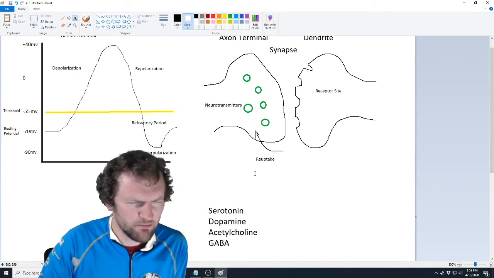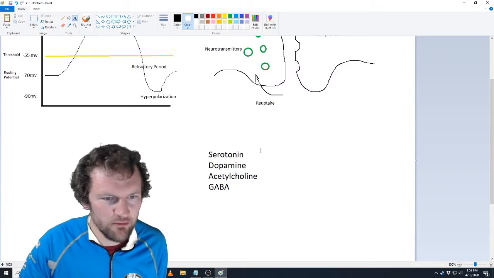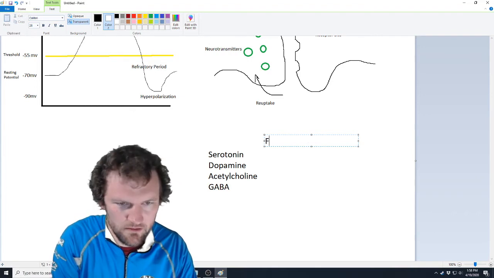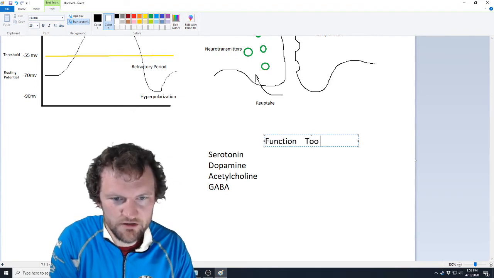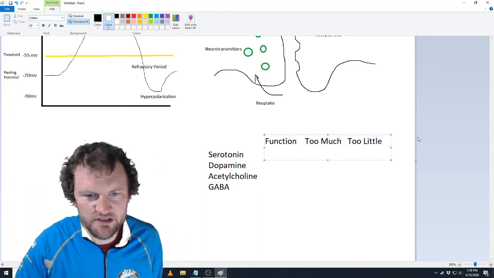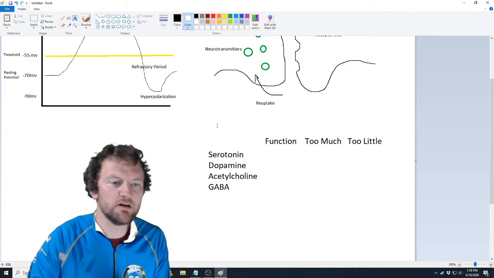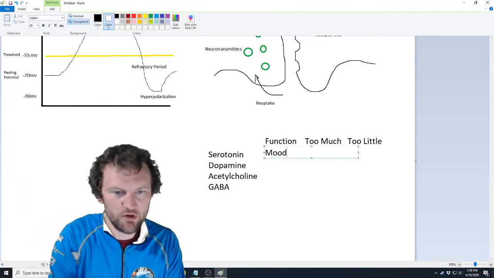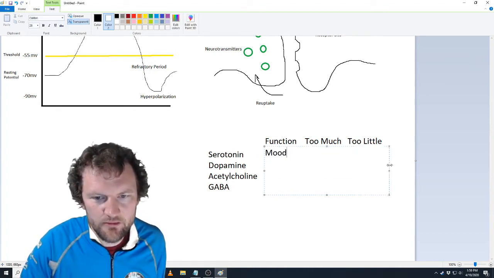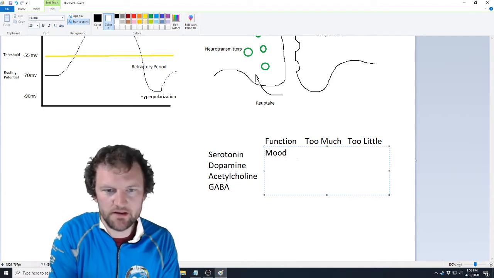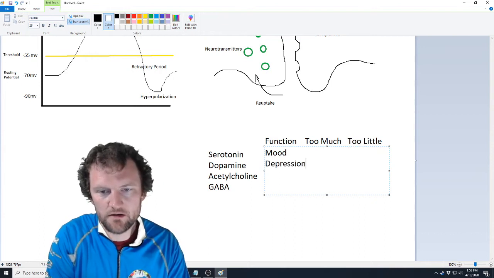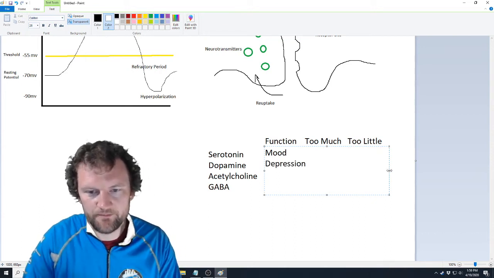Serotonin, and it gets very complicated, but a very oversimplified approach is this is how they function. We'll go function, too much, and too little. General function, what happens if it's too much, and what happens if it's too little. Serotonin, the general function is mood, although all this is kind of oversimplified. If you have too much, I'm actually not even going to put that there because that would just be too confusing. But if you have too little, you would have depression and anxiety.